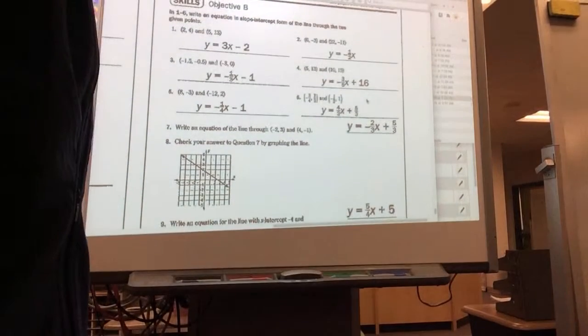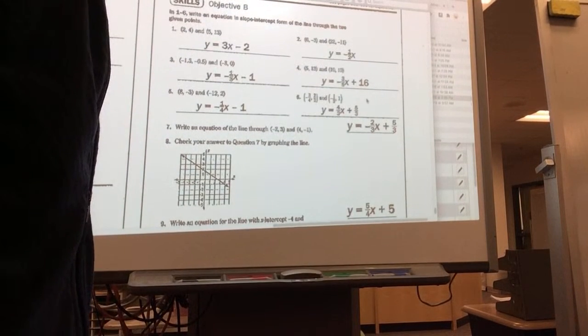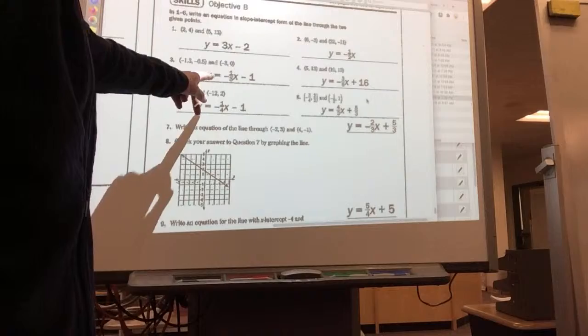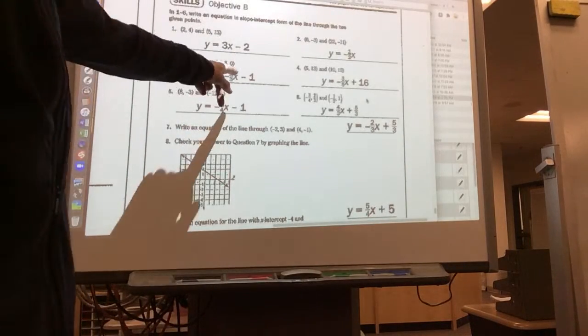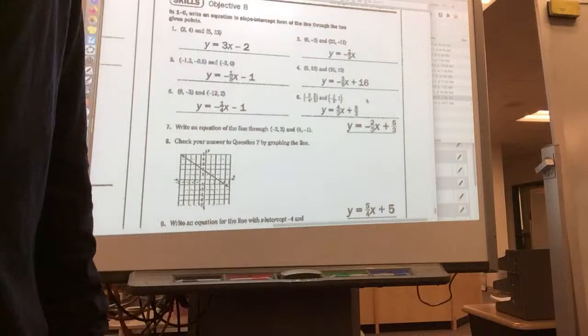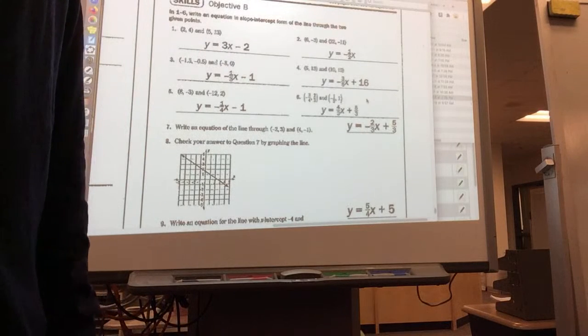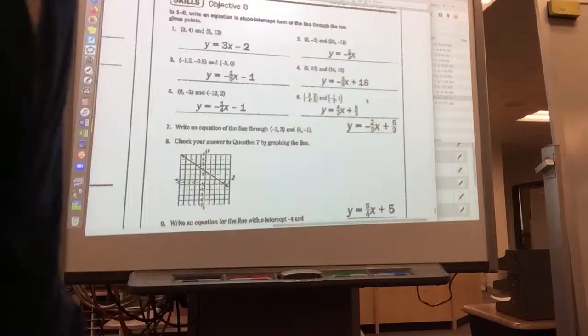You get number 3 correct? You have number 3 correct? I thought we were supposed to solve it. Yeah, I figured out how to get the numbers, but I didn't know how to put them in the equation. So did you get a slope of negative 1/3? Yeah. And did you get a y-intercept of negative 1? A b value of negative 1? Yeah. Okay, then it's a matter of sticking it into the equation.